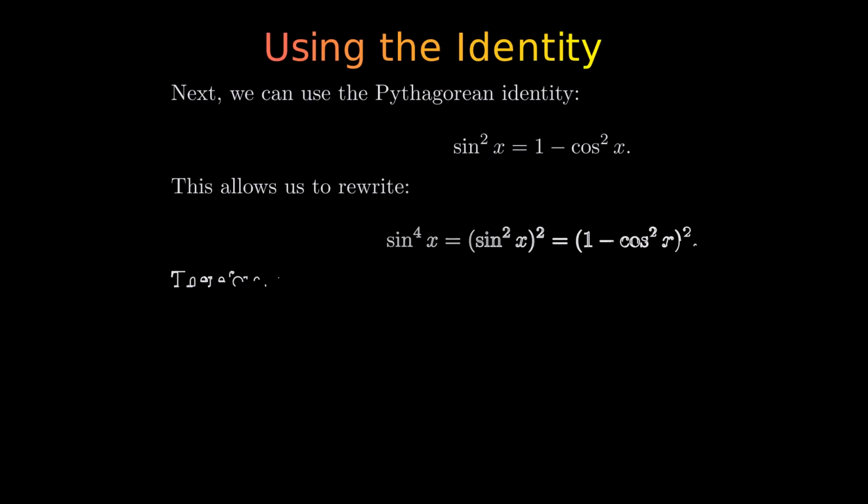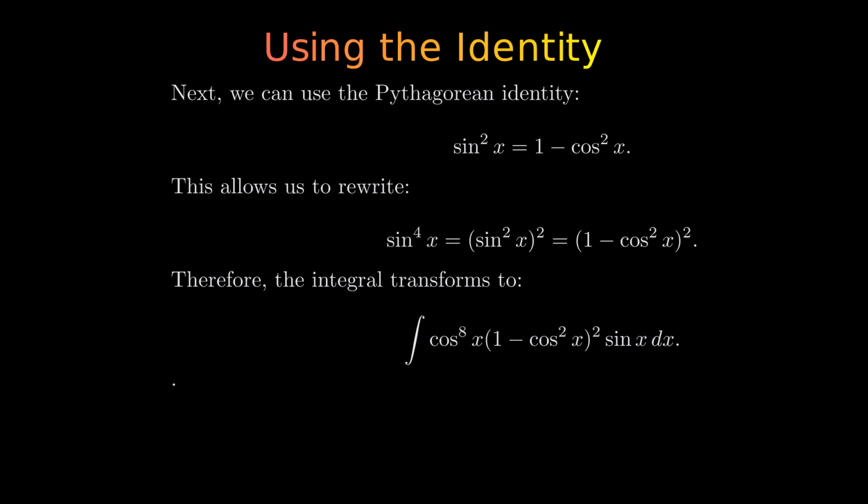Next, we can use the Pythagorean identity. This allows us to rewrite sin⁴x as (sin²x)², which equals (1 minus cos²x)². Therefore, the integral transforms to ∫cos⁸x (1 minus cos²x)² sin x dx.